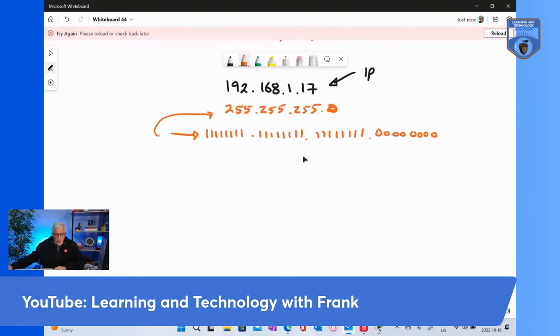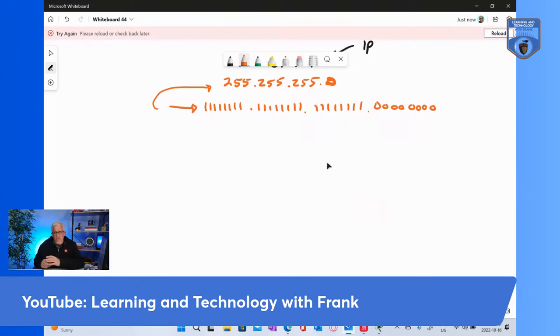Okay, so that's the binary system. And one of the things that you'll want to do if you're learning this material for your Cisco certification, or for Network Plus, is you need to be able to convert decimal to binary, and you need to be able to convert binary to decimal. But you'll only need to be able to do that within a single octet range. So you'll only be working with the decimal numbers 0 to 255, and you'll only be working with the binary numbers, 8 bits at a time.